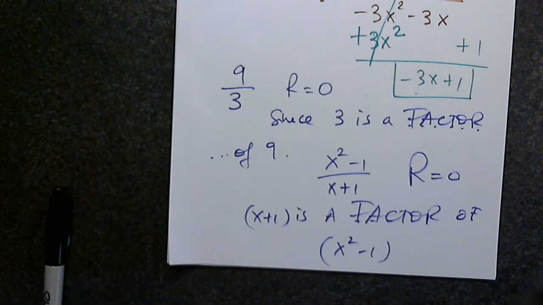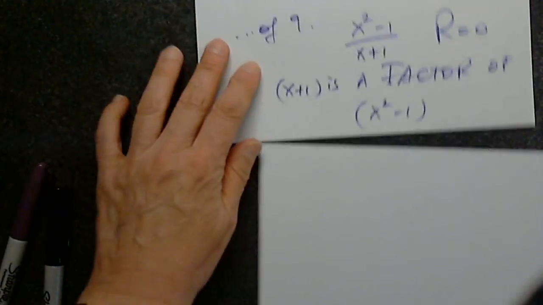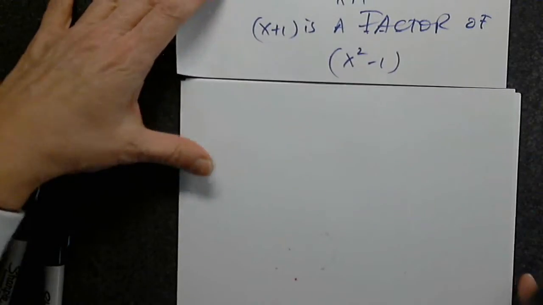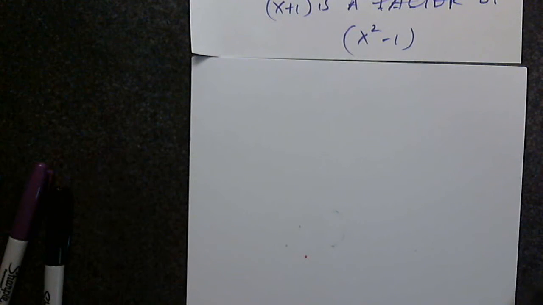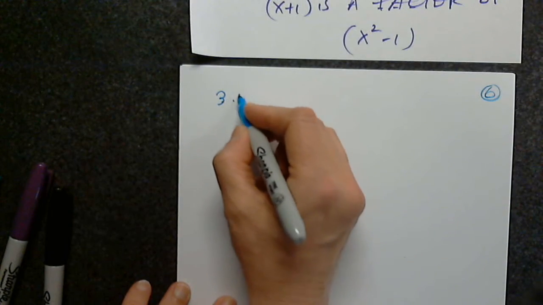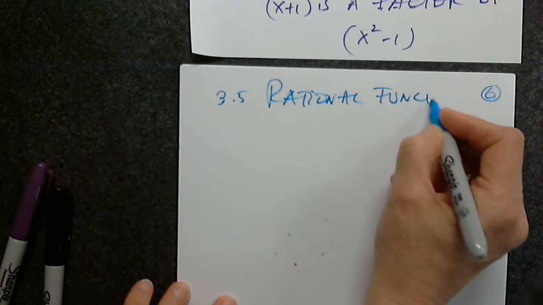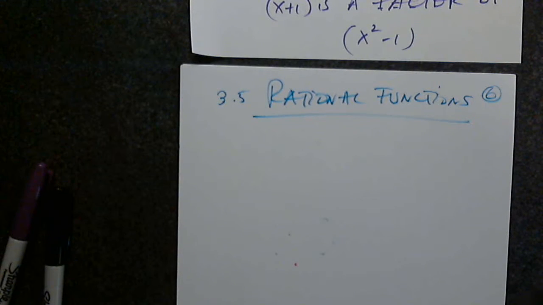So now we're ready to look at rational functions. Your book does not divide or call them the way I like to call them. It doesn't matter. You don't have to call them in any way. But I prefer giving them a name just because when we refer to one type or another, then we know what we're talking about. So 3.5, rational functions.